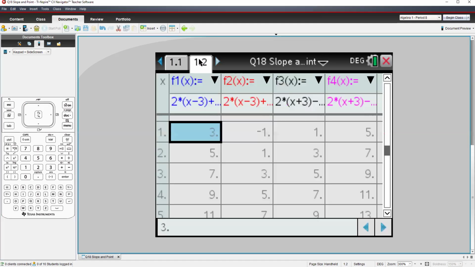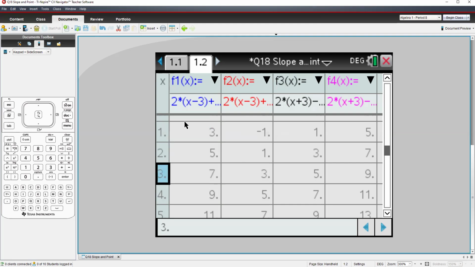Now, here's the key. I'm just going to go to the table. I have 4 functions. I want to know when x is 3, which one has a y value of 7? It's the first one. It's not the second. It's not the third. It's not the fourth. So this is a very simple question, very simple.